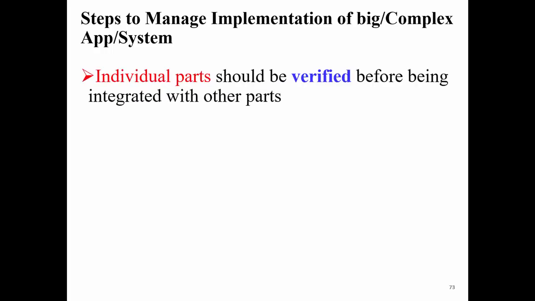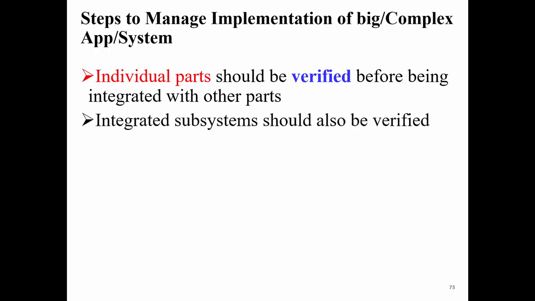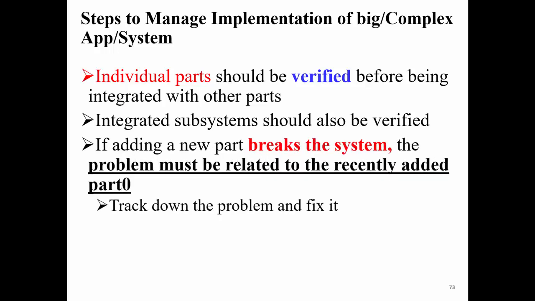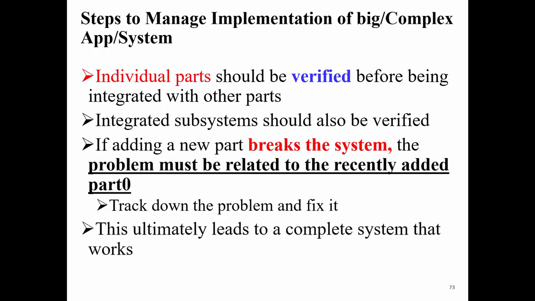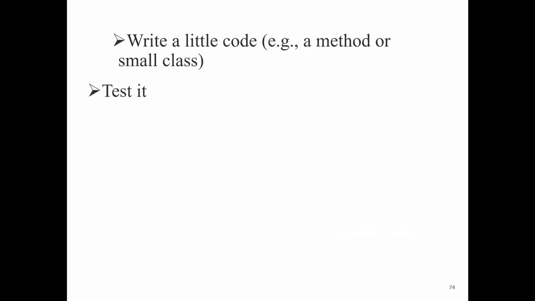This is a step to manage implementing big apps or big complex systems. Individual parts are verified before the integration. The integrated subsystem should also be verified. If adding a new part breaks the system, what does it give you an indication of? Is it a problem with the old parts or with the new part? Exactly. So you go back to the new part and try to fix it. This ultimately leads to the complete system working.